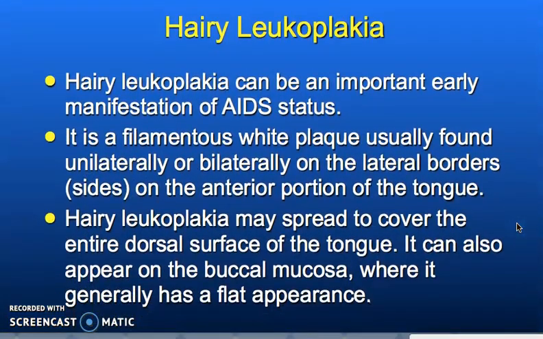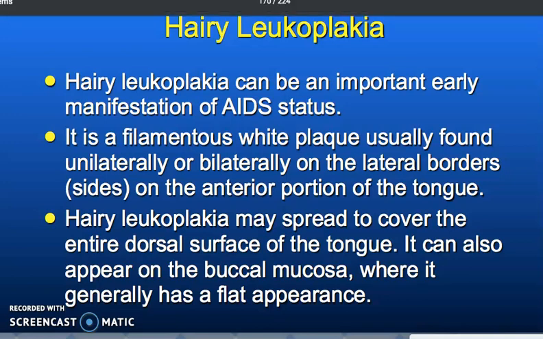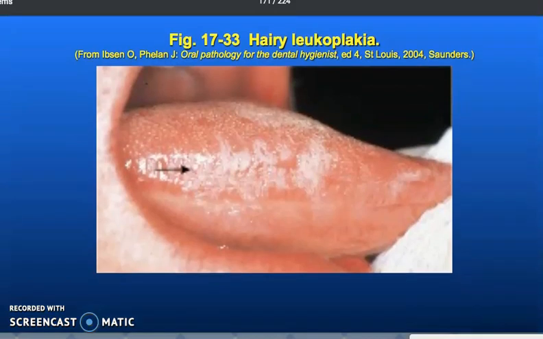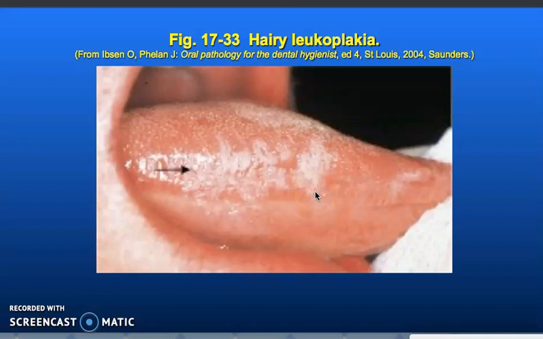Something called hairy leukoplakia, which is leukoplakia we've already talked about. It can be an important part of the diagnosis. White plaque usually found unilateral or bilateral on the borders of the anterior portion of the tongue. Hairy leukoplakia may spread to cover the entire tongue. It also can appear on the buccal mucosa. So we have this hairy leukoplakia here, and as you see, it's a white lesion, and we talked about white lesions being something that catches our eye.